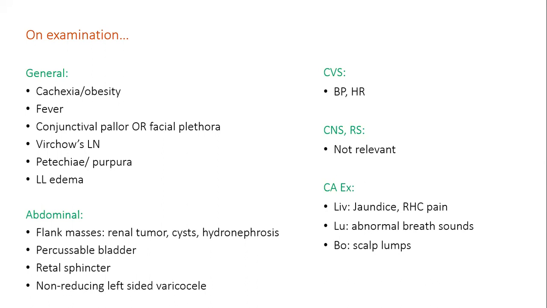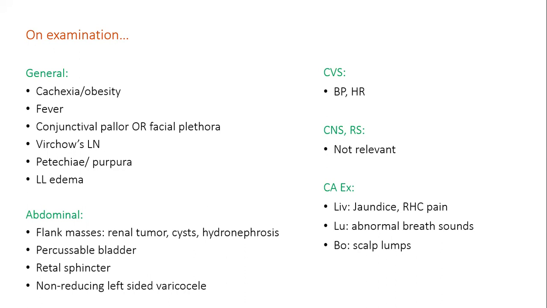So these are plus points in your examination. Rather than someone who is just saying abdominal examination normal, if you can go into these specific points in a hematuria case, then they know, okay, this student has actually gone through it. So those are good things to mention. And then finally, a non-reducing left-sided varicocele. That is because, again, if it's involving the left renal vein, it can cause a left-sided varicocele.